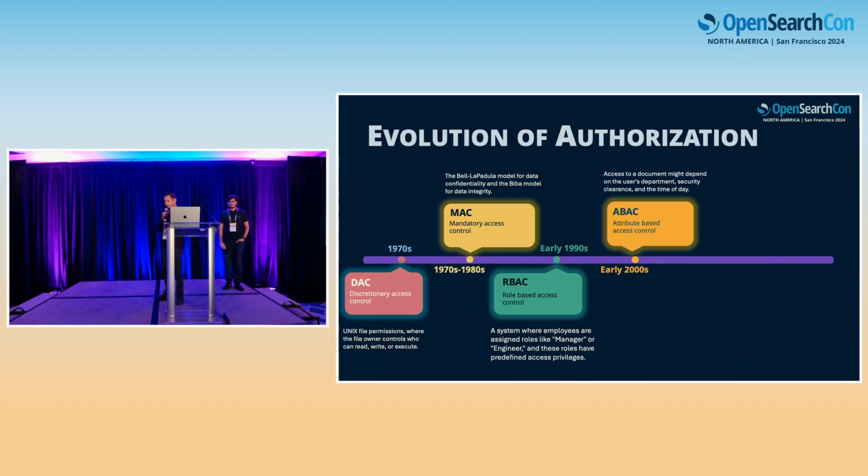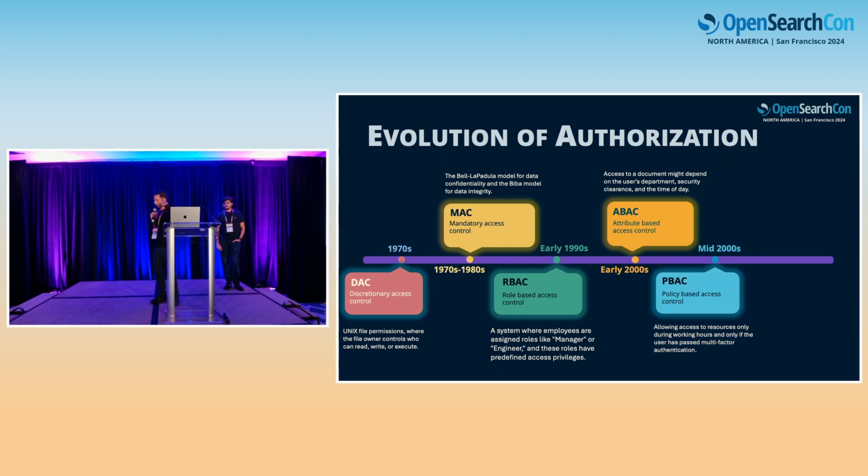So then, as we matured, there was a need to bring in other attributes: user attributes, environment attributes, resource attributes. All those things together, along with the actual role of the user, were clubbed together to identify the need of the user to finally access the resource. Another example can be a document that might depend on the user's department, the security clearance, and also the time of the day before giving access to the user.